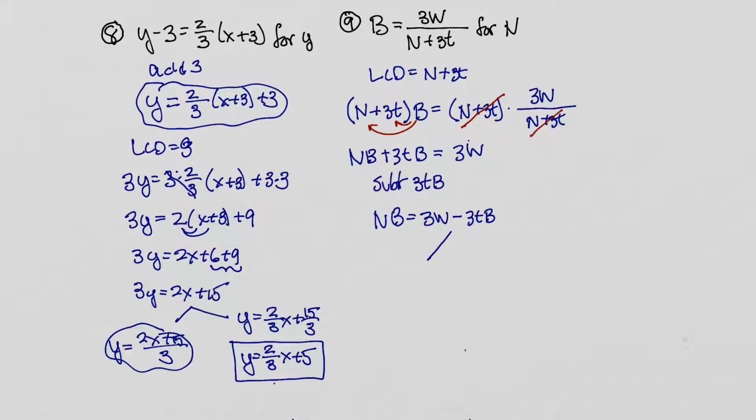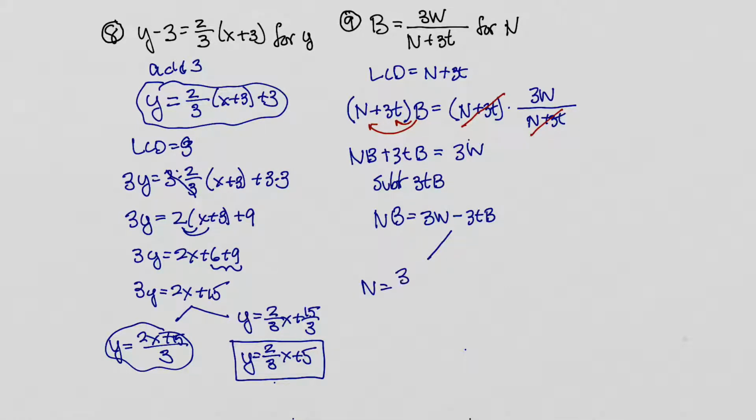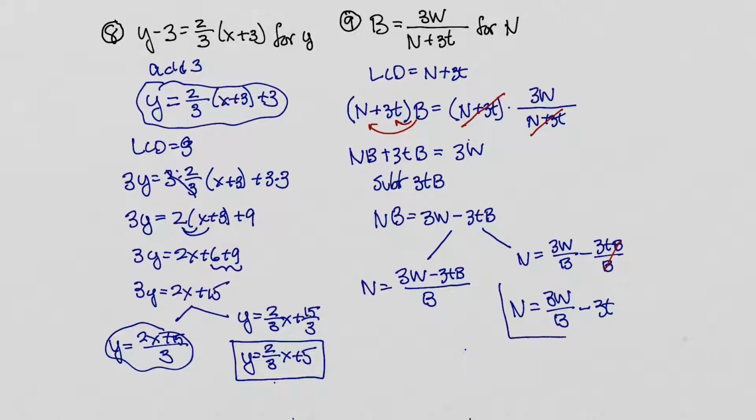So if I divide the entire side by b, I get this. N equals 3w minus 3tb all over b. And then if we divide each individual term by b, we'll get this. N equals 3w over b minus 3tb over b. And if we do it this way, these b's will cancel. And we are going to get n equals 3w over b minus 3t. So there's a solution for n. Here's a solution for n. They look different, but when you compute, they'll give you the same result.